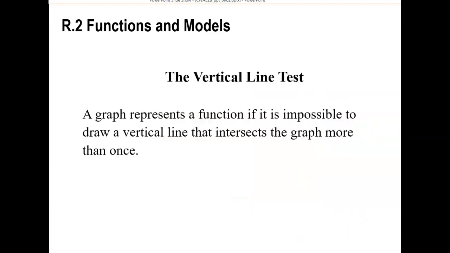All right, the vertical line test. How to tell, if you're given a graph, whether it is a function or not. A graph represents a function if it is impossible to draw a vertical line that intersects the graph more than once. So in other words, every vertical line can only touch the graph one time.